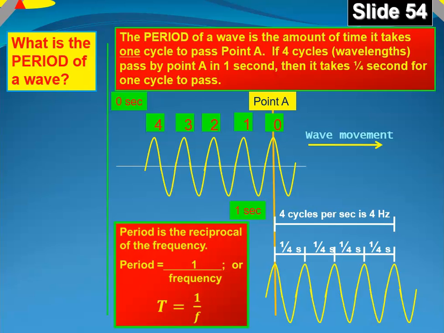Okay, so again, the period is the reciprocal of the frequency, and the frequency is the reciprocal of the period. They're reciprocals of each other. You just flip one over to get the other.